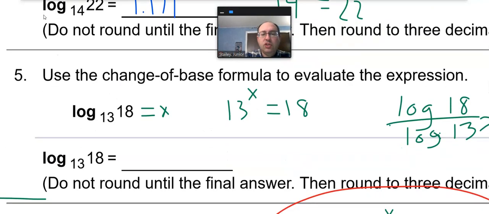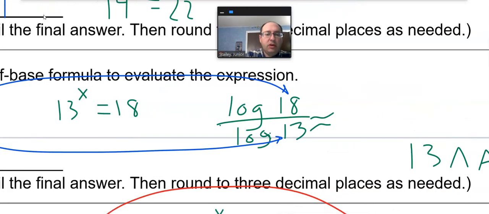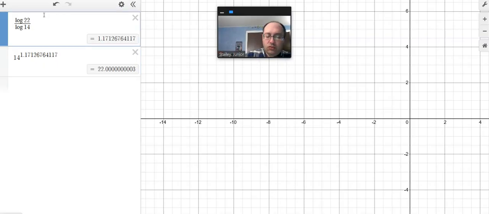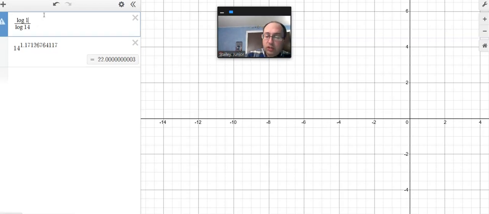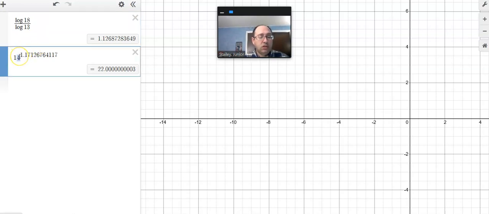Moving on down the road, use the change of base theorem to evaluate the expression. Same thing. Log of the argument, log of the old base. Type it in a calculator. Let's see if we can do that quickly here. Let's go up here. 18, go down here and make that a 13, and whoa, 1.127. You can see you're pretty close to 18 there, 1.127.